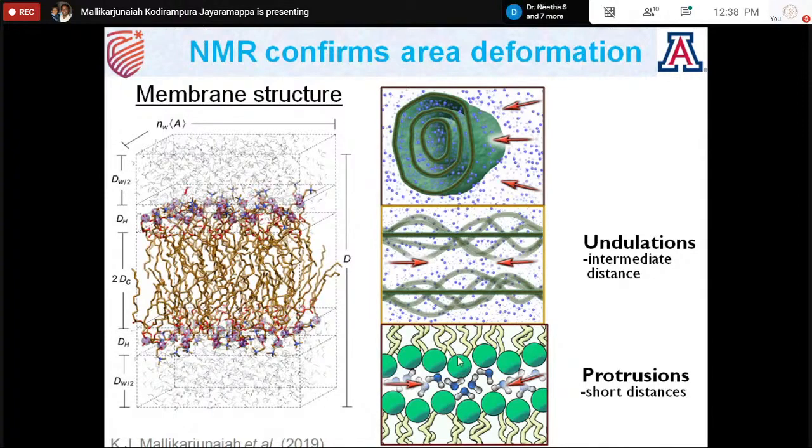That protrusion force we could observe only when we kept on decreasing the amount of water to the lowest level. At 3.1% we showed that these forces dominate. And whenever we have more water molecules, undulation forces dominate. These things are explicitly explained in this particular publication.